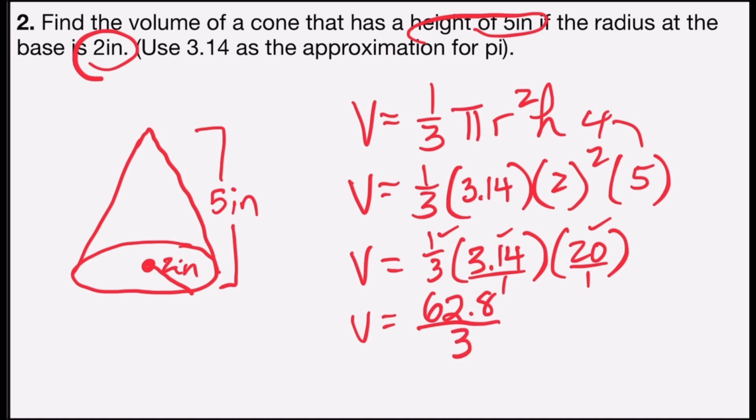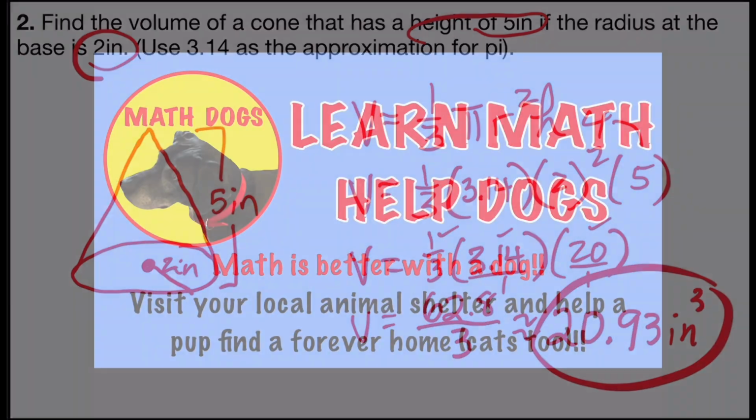If I punch that into a calculator and round off to 2 decimal places, the volume of this cone will be approximately 20.93 cubic inches.